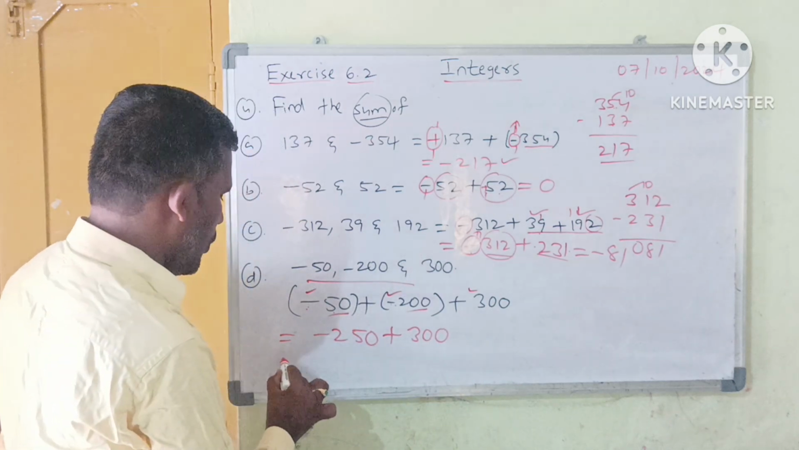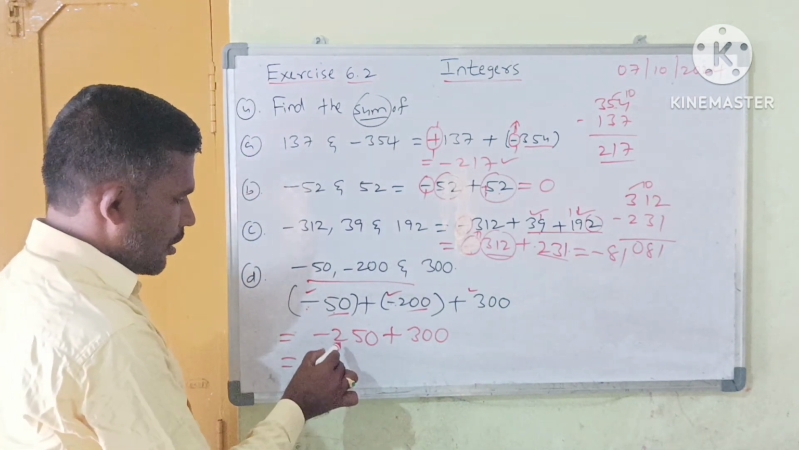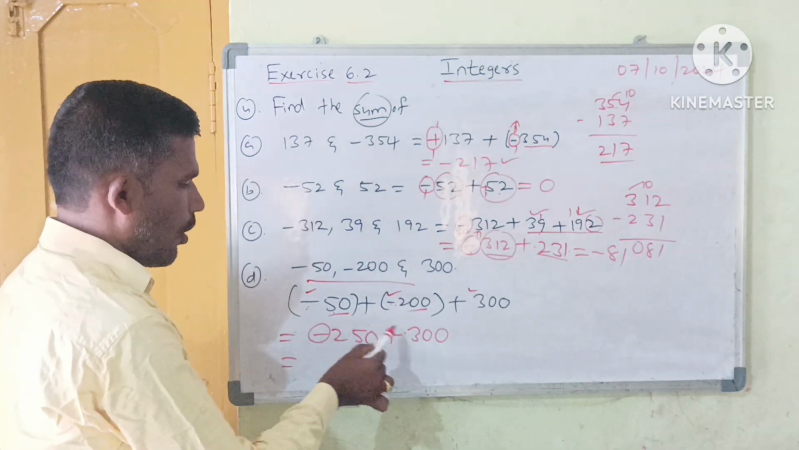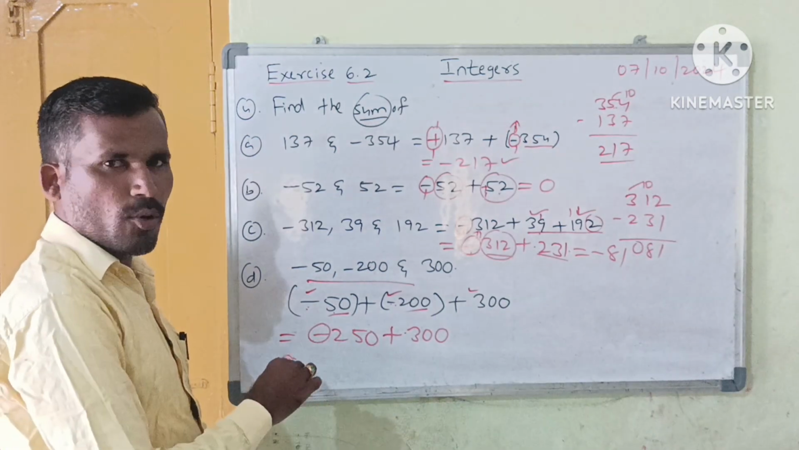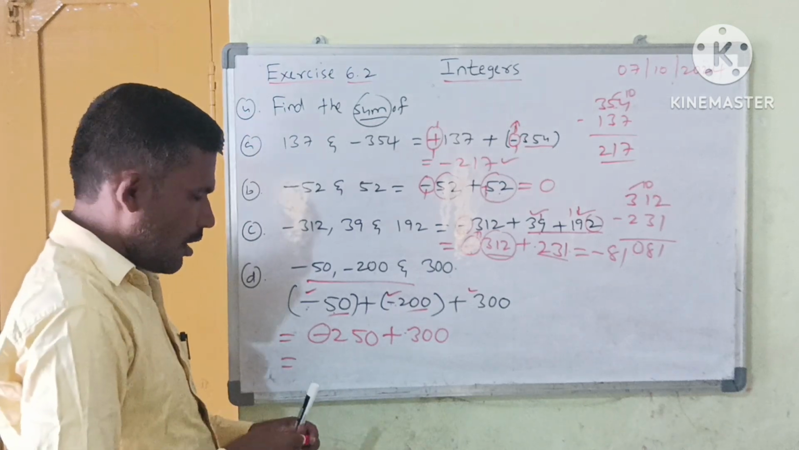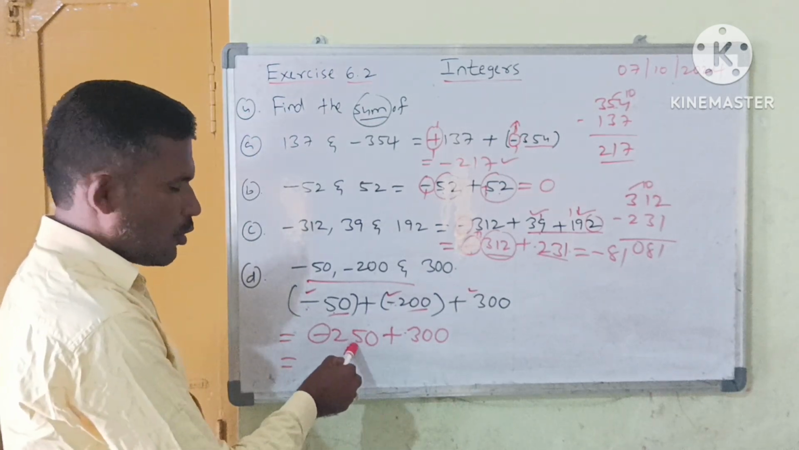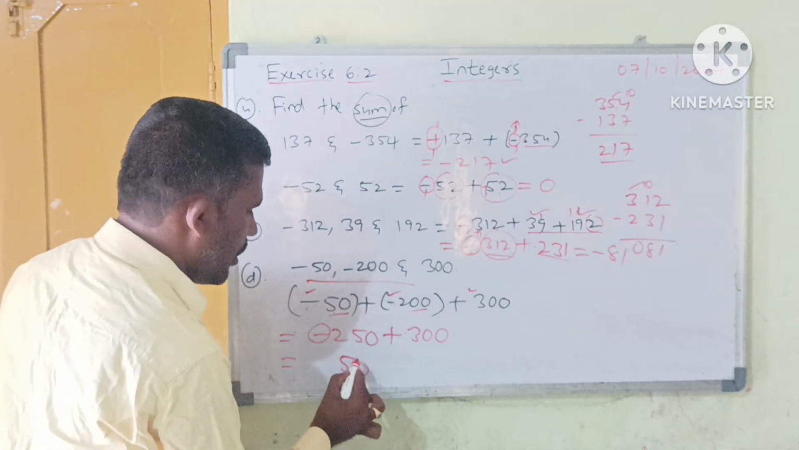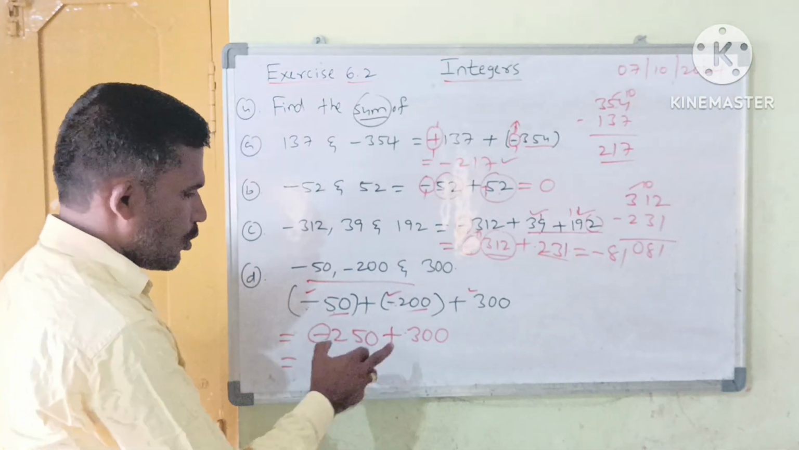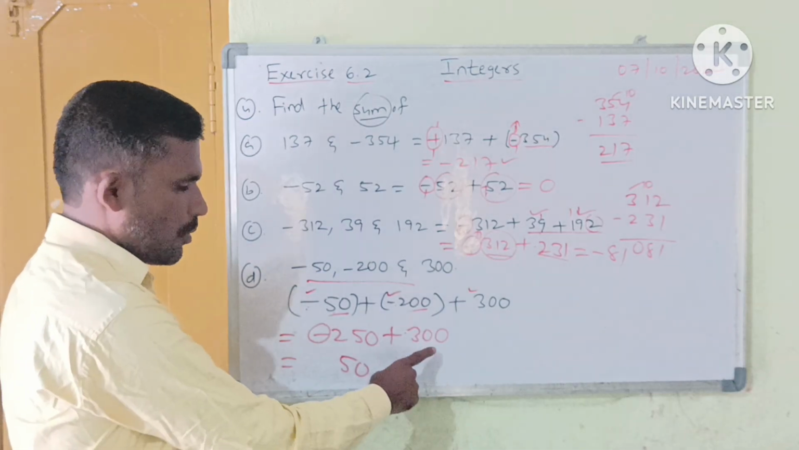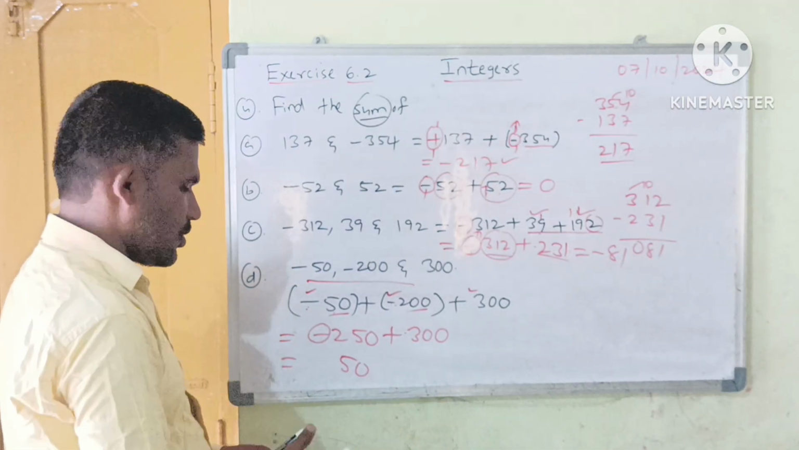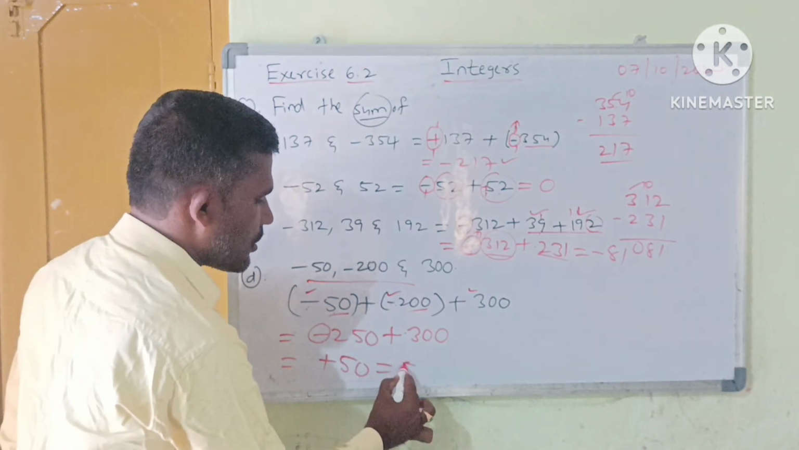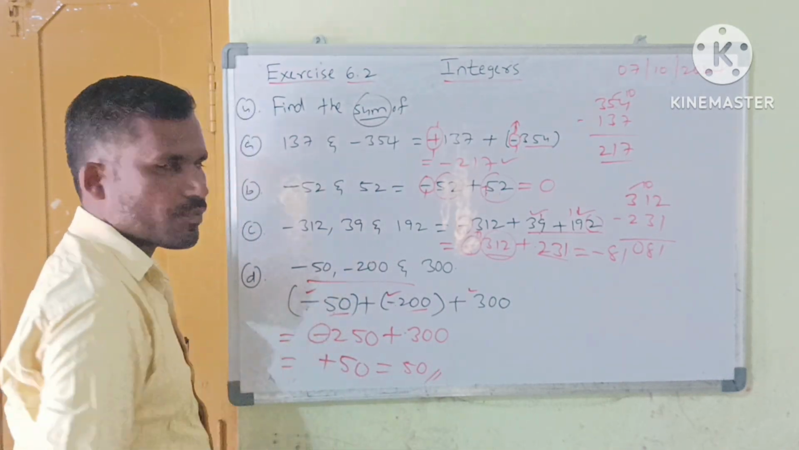In this result, minus 250 and 300 positive have opposite signs. When you have opposite signs, you have to subtract. So here 300, here 250. 300 minus 250 is 50. Of these two integers, 300 is the bigger value. For the bigger value, the sign is plus. So therefore the result is plus 50. Plus 50 can be written as 50 only.